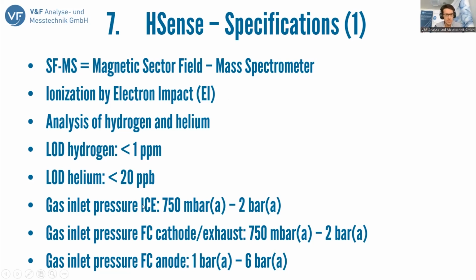And for these types of inlets, we have the ICE inlet that we have just seen. The pressure ranges on the sample point can range from 270 millibar absolute to 2 bar absolute. And the gas inlet pressure for the fuel cell type gas inlet is again from 270 millibar absolute up to 2 bar absolute. And on the anode side, we can do higher pressures, since the anode side of a fuel cell is usually at an elevated pressure. The gas inlet is able to cope with 1 bar absolute up to 6 bar absolute.